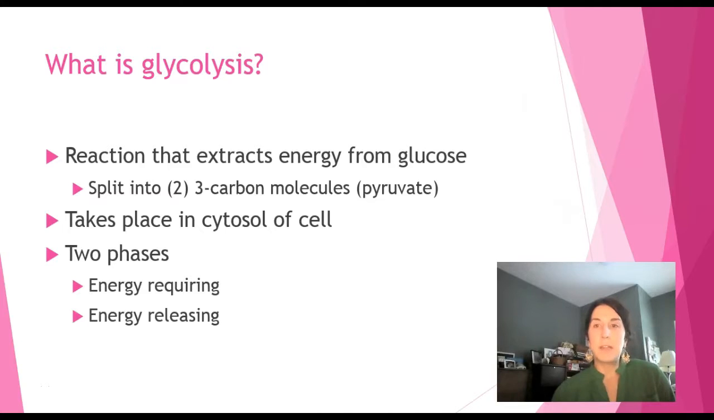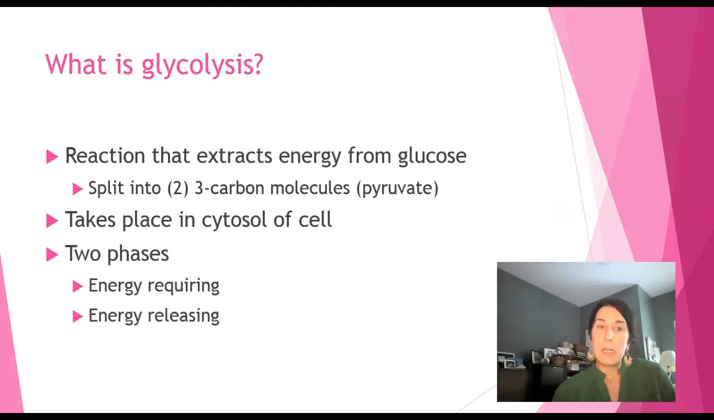Let's first begin by defining what glycolysis is. It's essentially a reaction where energy is extracted from glucose. And the molecule, glucose, is split into two 3-carbon molecules called pyruvate. And this all takes place in the cytosol of the cell. And it occurs in two phases.